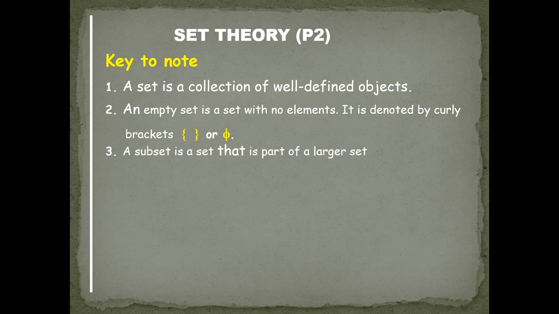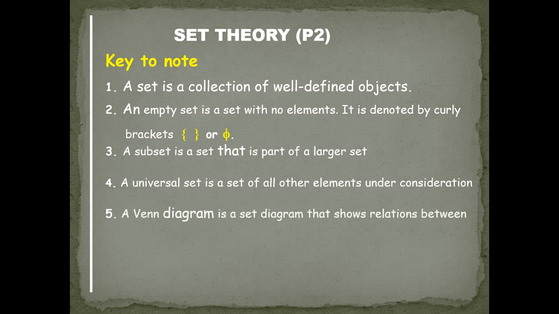A subset is a set that is part of a larger set. I can say that senior 3 is a subset of a school. A universal set is a set of all other elements under consideration. For instance, a school can be looked at as a universal set.